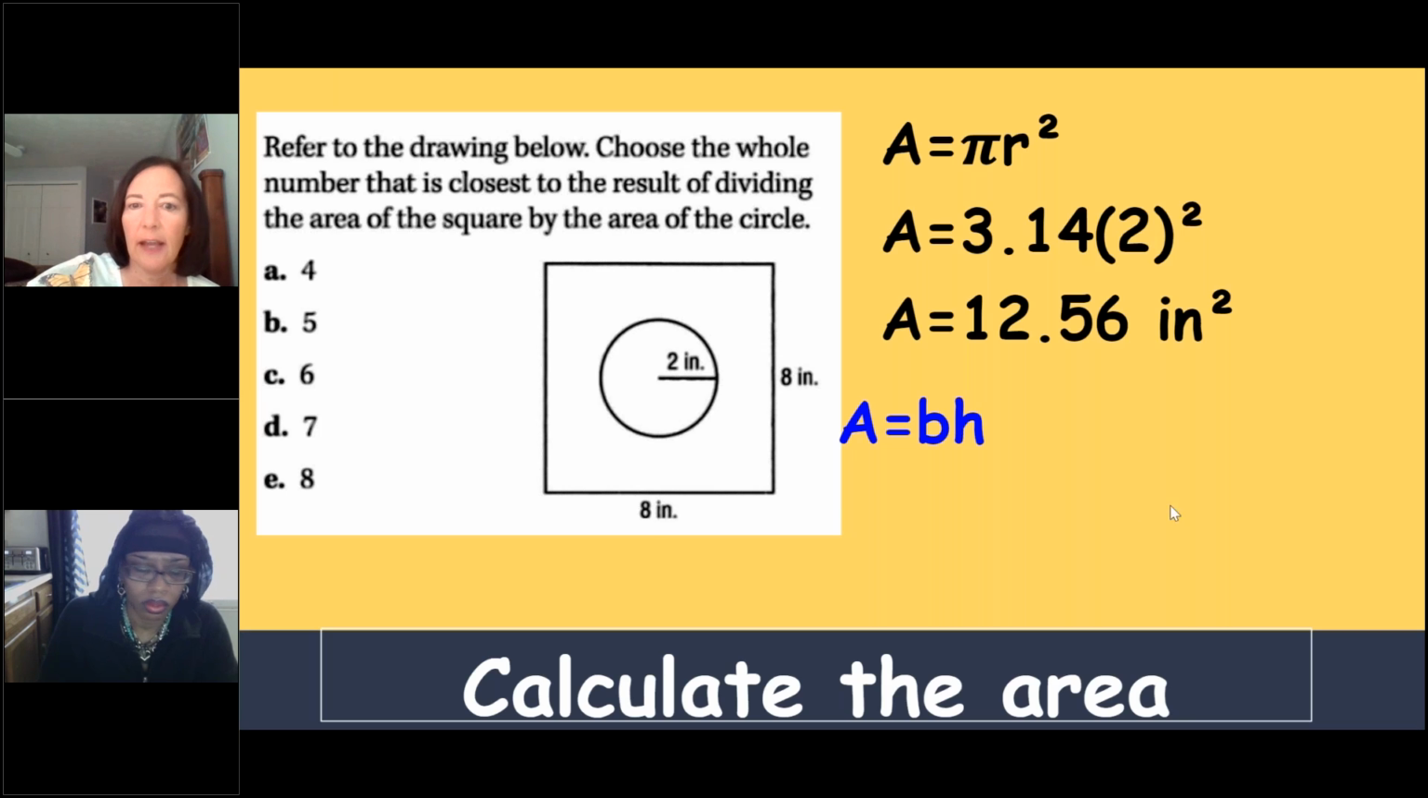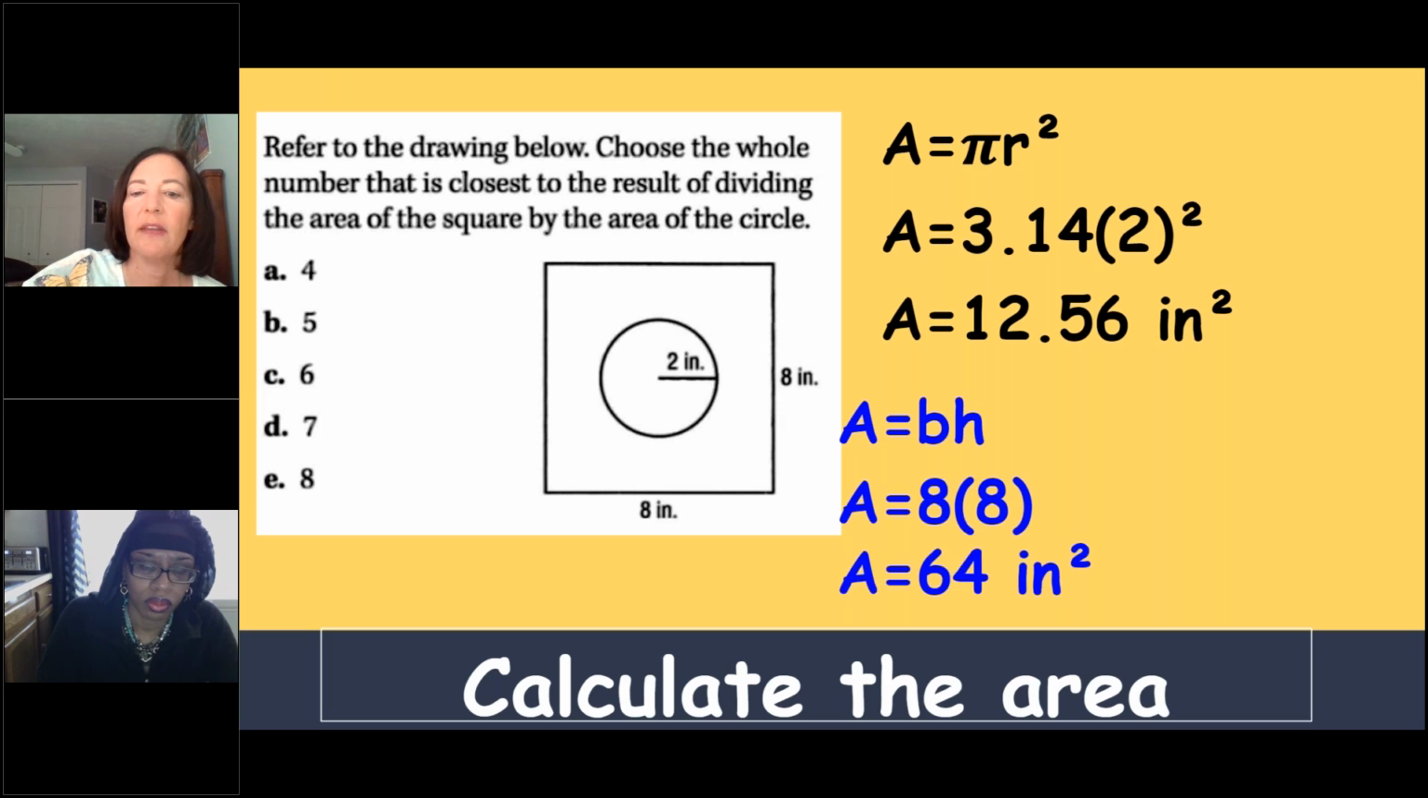And look, I did it. I wrote base times height because in my head, that's what I think. What was it? 64 inches. That is it. 64 inches squared.